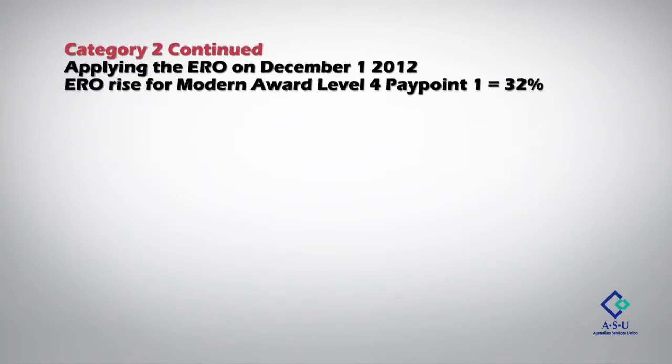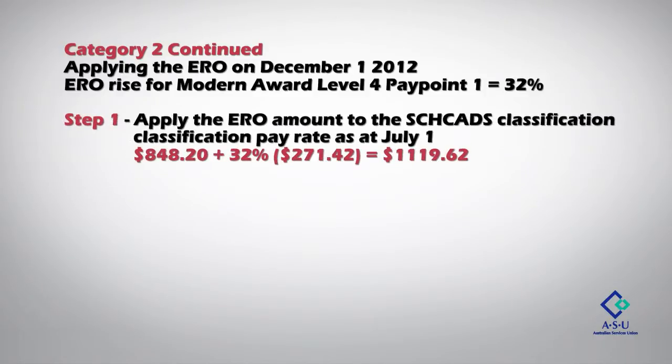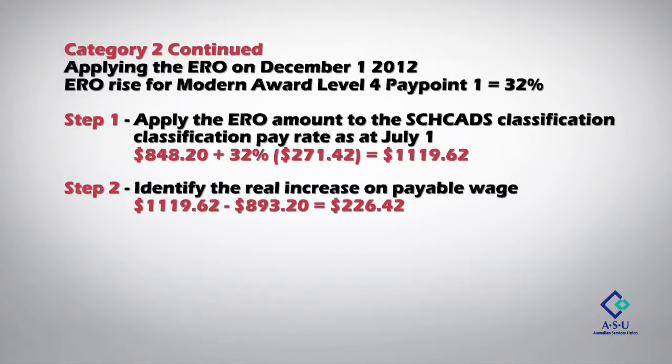Using the same example, from December 1st, 2012, you apply the ERO. Step 1 is to apply the ERO amount to the SCHCADS classification to find the total SCHCADS wage increase by 2020. $848.20 plus 32% or $226.42 equals $1,119.62. Step 2. Identify the real increase on the payable wage, and $1,119.62 minus $893.20 equals a $226.42 pay rise.